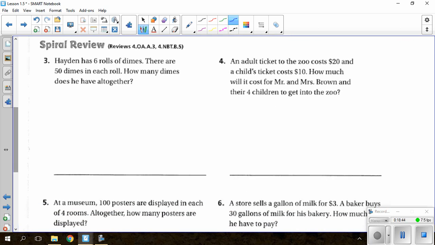For question number 3, it says Hayden has 6 rolls of dimes. There are 50 dimes in each roll. How many dimes does he have all together? So for this, ladies and gentlemen, we are going to just take 50 times 6, and that will tell us the number of dimes.